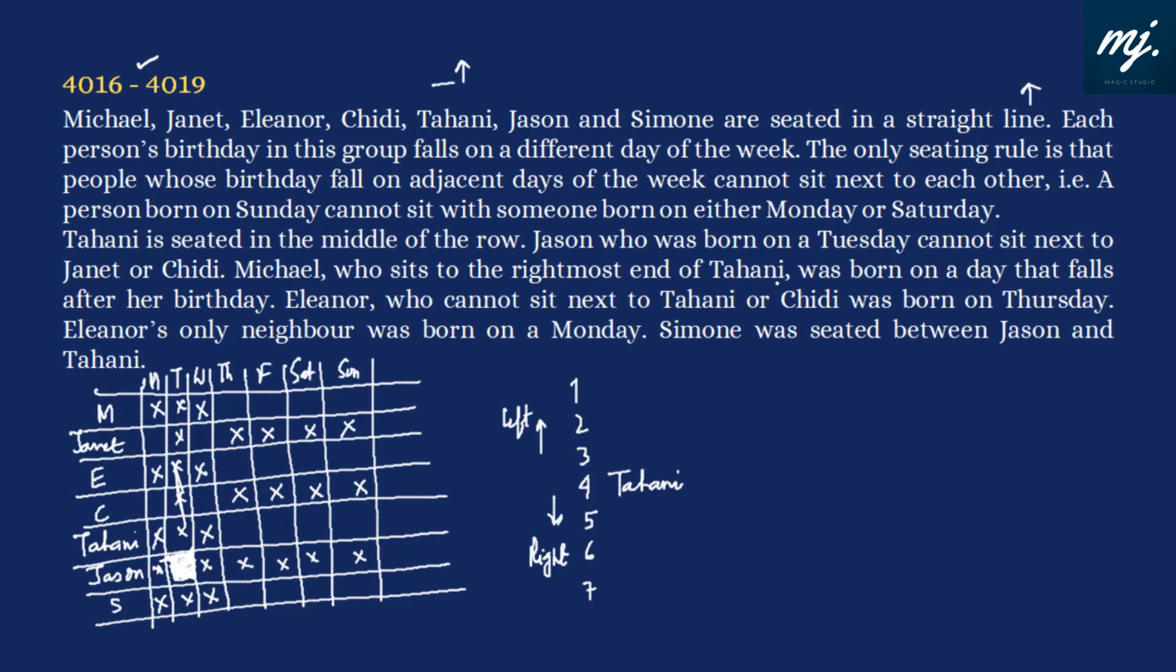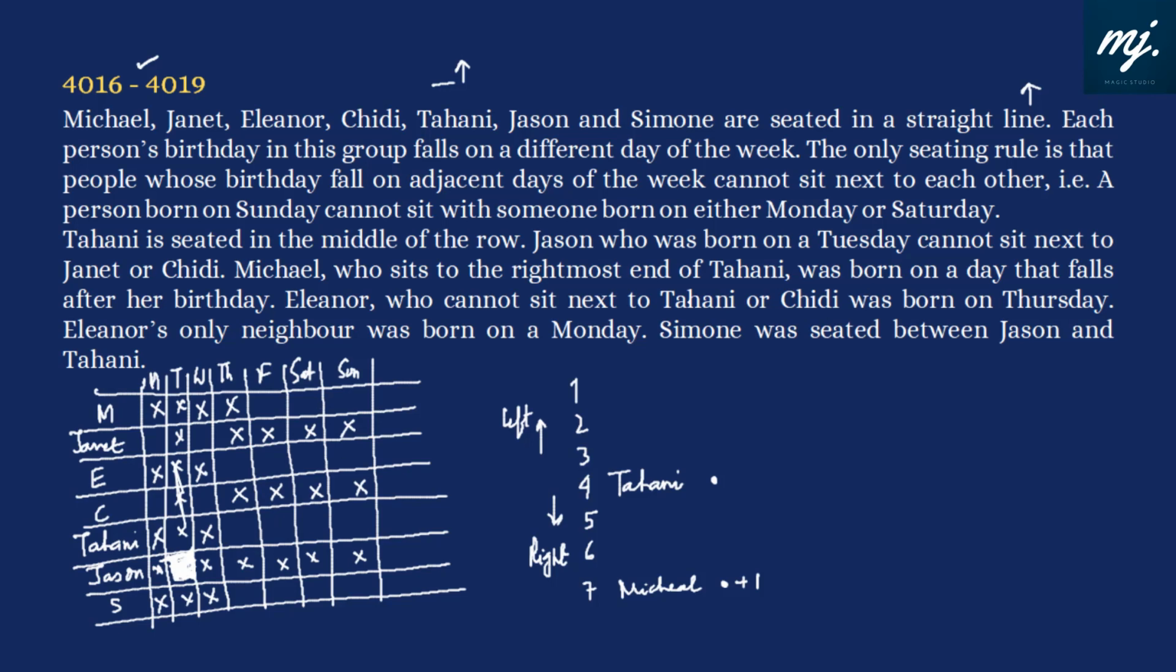Michael, who sits to the rightmost end of Tahani, that means Michael is at the 7th position, was born on a day that falls after her birthday. That means if Tahani's birthday is on a day, Michael's birthday is on that day plus 1. Now, Tahani's birthday is not on Monday, so Michael is not on Tuesday. Obviously, Michael is not on Wednesday. Tahani's birthday is also not on Wednesday, so Michael's birthday cannot be on Thursday. Done with that. If Tahani is on Thursday, then Michael can be on Friday, or this kind of combination may run in.